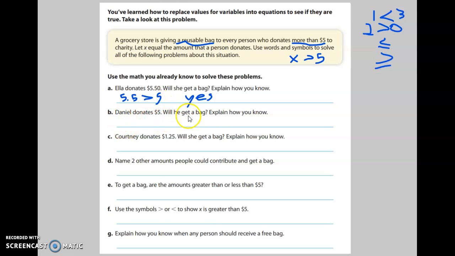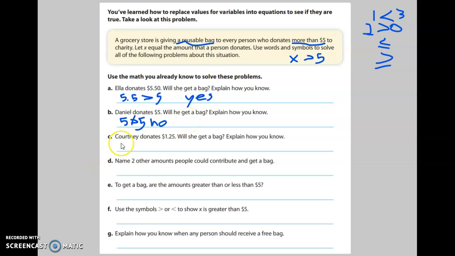Daniel donates $5. Will he get a bag? No. Why not? Is 5 greater than 5? No. Because 5 is not greater than 5. 5 equals 5. It's not greater than. You can't be greater than something. If I'm 5 feet tall and you're 5 feet tall, I'm not taller than you.